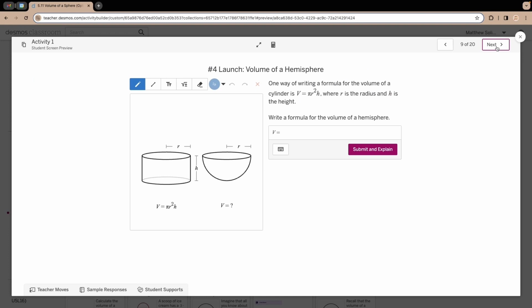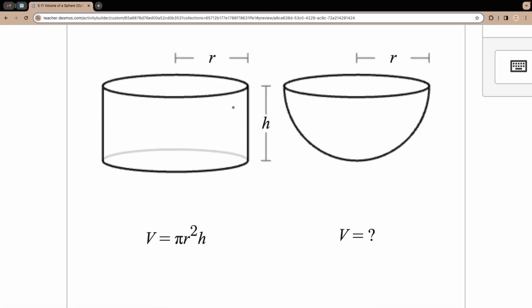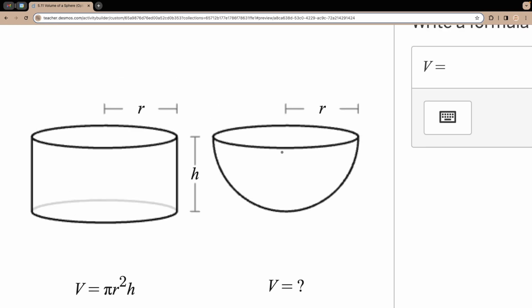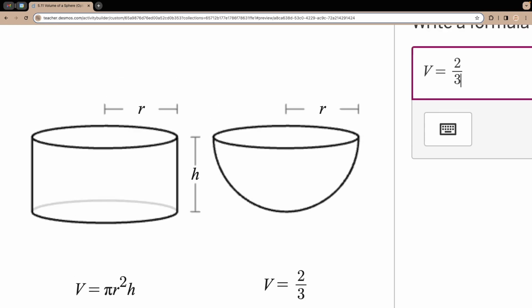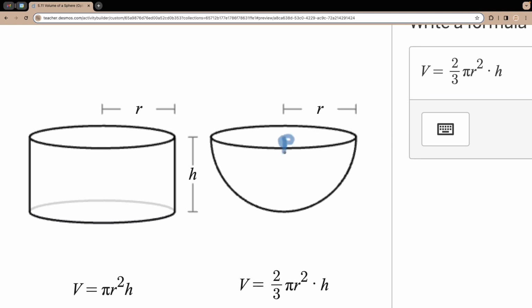All right, so let's put this together. Let's try to figure out the formula for the volume of a sphere. All right, so if we had a cylinder, we know our formula is pi r squared times height. So we just figured out, okay, the volume's got to be 2/3 pi r squared times height. Now here's the tricky part. What is the height of this hemisphere? Because they didn't give it to me. But it's from the center to the edge. It's another radius. So it's pi r squared times the radius, because that's the height.